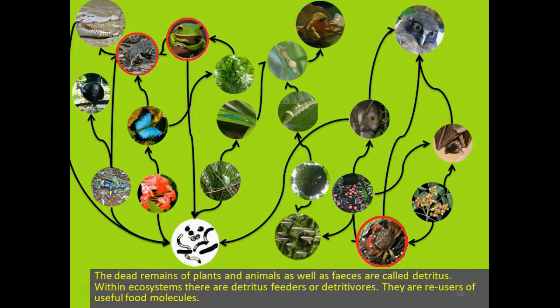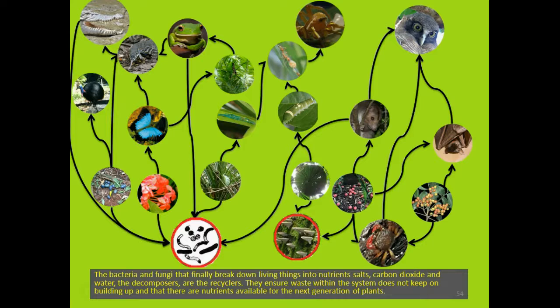The dead remains of plants and animals, as well as feces, are called detritus. Within ecosystems, there are detritus feeders or detritivores. They are the reusers of useful food molecules. The bacteria and the fungi that finally break down the living things into nutrient salts, carbon dioxide and water, the decomposers, are recyclers. They ensure waste within the system does not keep building up and that there are nutrients available for the next generation of plants.